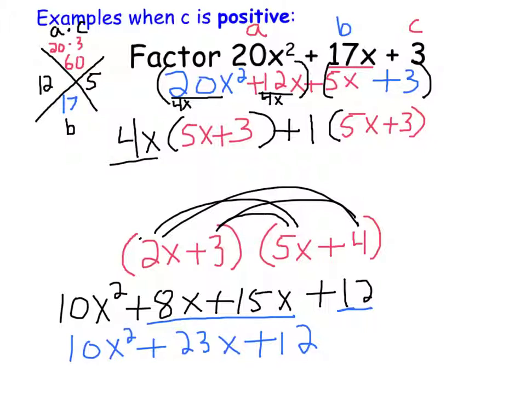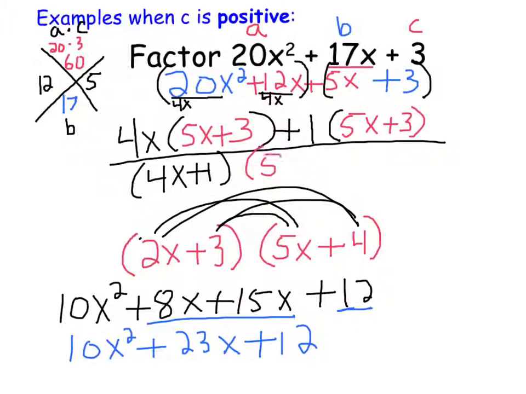Ready? Final answer. Our final answer is going to be the stuff written in black. So our final answer is going to be 4x, and we're going to take that plus 1 and put that in a parentheses. So 4x plus 1, and our other parentheses is the one that we wrote twice, 5x plus 3. So if I were to take 4x plus 1 and multiply it to 5x plus 3, I would get this trinomial.